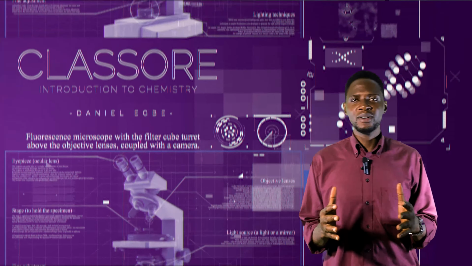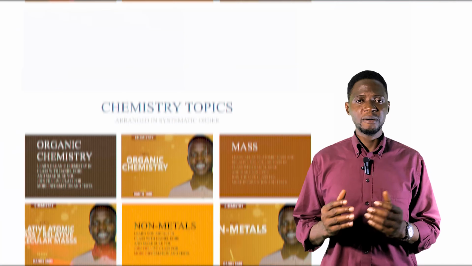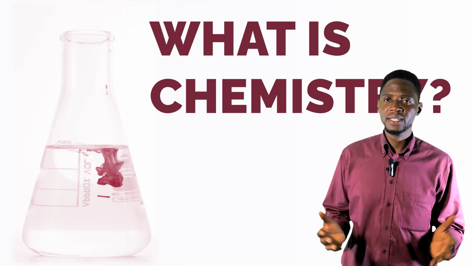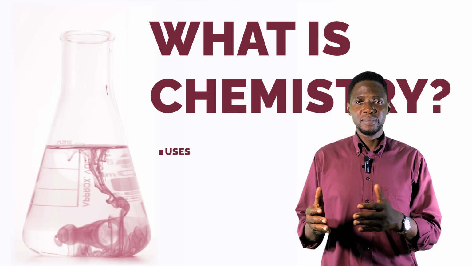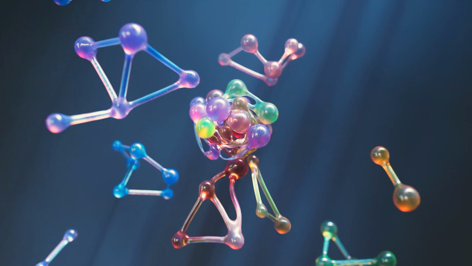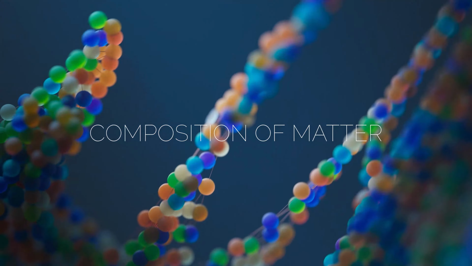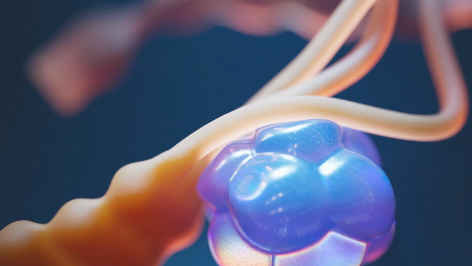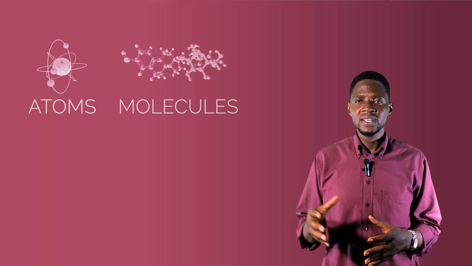Now in Classore, I have arranged the topics in systematic order, from what is chemistry. What is chemistry, for instance? It has to do with the study of the uses, the properties and composition of matter. And then from there we get to learn what matter is, but we didn't stop there. We went on to look at the composition of matter, and that is actually the rudiment of chemistry. What are the three compositions of matter? We have atoms, molecules, and ions.